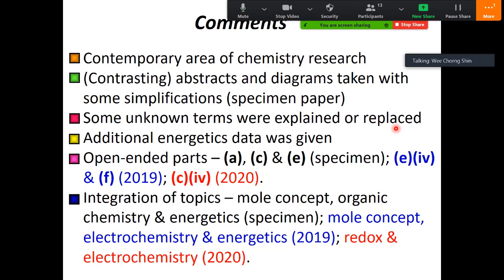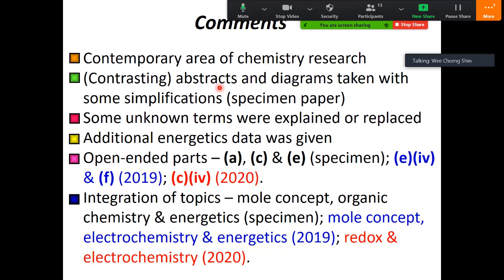So I think for contemporary area of research, I need to add one more part, which I forgot to add in. It's also very fundamental chemistry that they are testing. If you are listening to it for the first time, maybe you can just add that in. Very fundamental chemistry that they are testing.